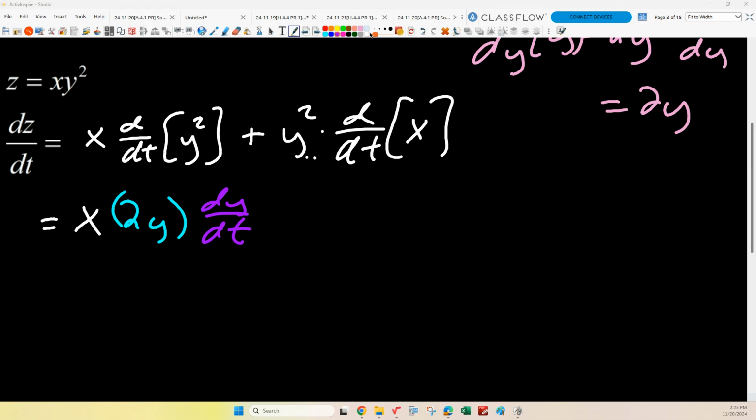Okay, plus, what do we get here? We got y squared plus y squared. And what's the derivative of x with respect to t, everybody? dx/dt. Yeah, it's not 1, it's dx/dt. And that would be our answer. That's the best we could do. dz/dt is that. Okay?